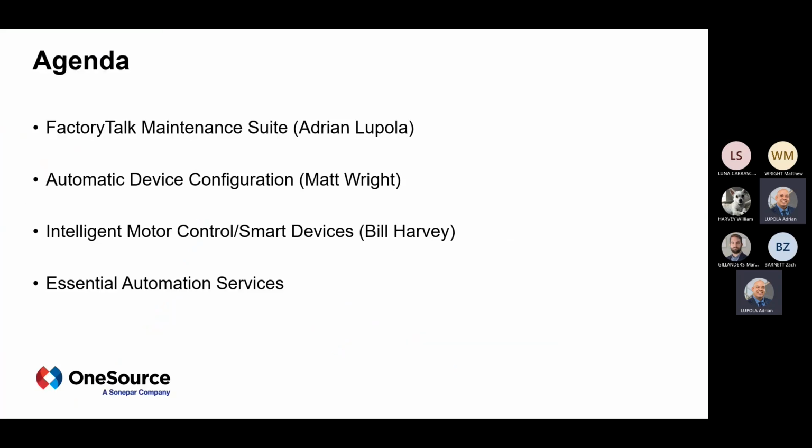So the agenda for today is we're going to talk about FactoryTalk MaintenanceSuite. I'll be handling that presentation. And then we'll be following that up with automatic device configuration by Matt Wright. He's the product manager for industrial controls, sensor, safety products, and functional safety tech. He's a functional safety technician. Then we're going to have intelligent motor control, smart device presentation by Bill Harvey. He's a product manager for industrial controls, sensors, and safety products, also a functional safety technician. And then I'll wrap up with some essential automation services that you might be able to use and leverage to help with downtime.